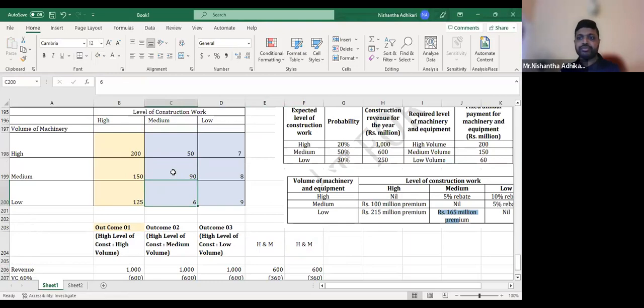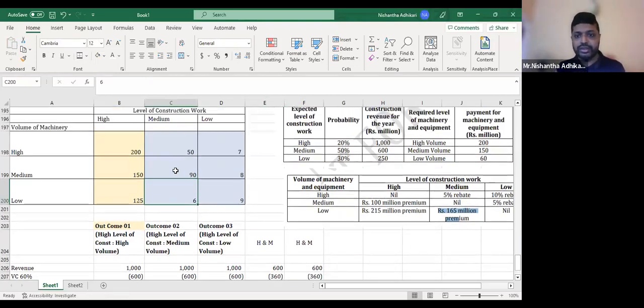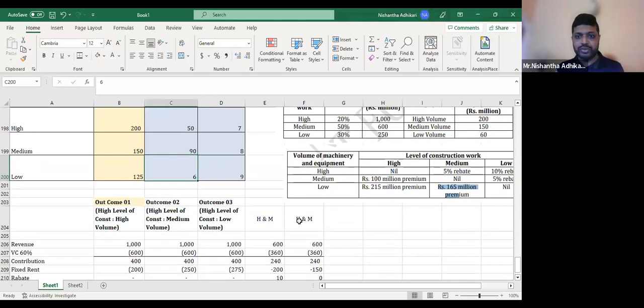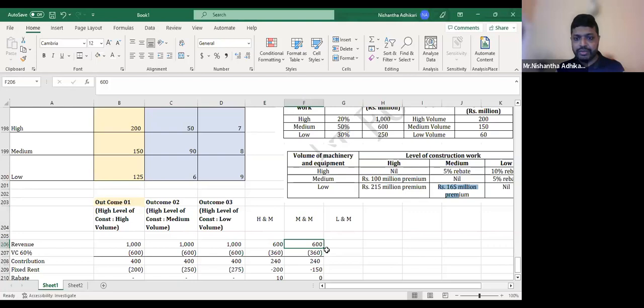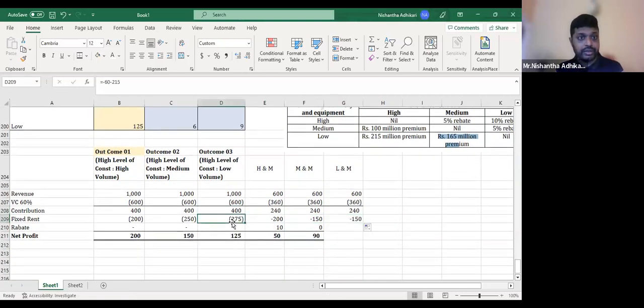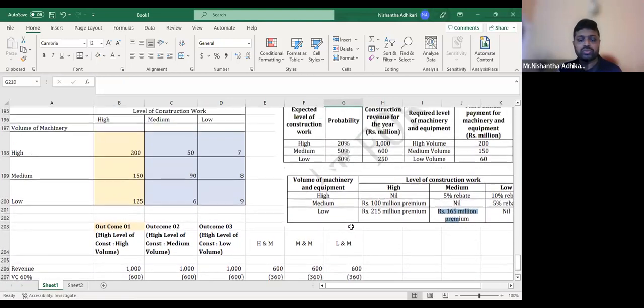Then you will order medium volume machinery, right? Construction work is low. Level of construction work is low and equipment is medium. Level of construction work is medium, that is 600 million. This is also say 240. Fixed rent, definitely it is 150 million. There will be a rebate. Rebate how much?